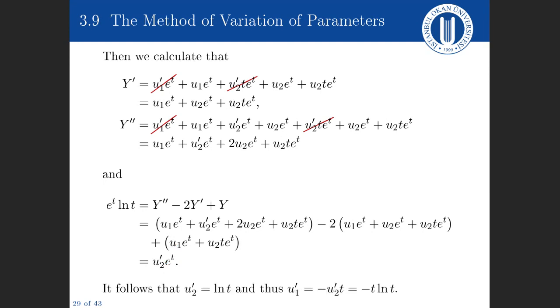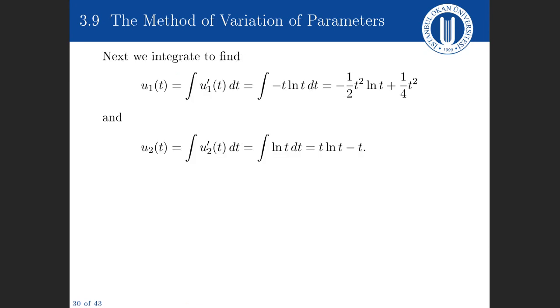So what do we have? We have u2 prime is ln t, and u1 prime, from our extra condition on the previous slide, must be minus u2 prime t, or minus t ln t. We're going to integrate these to find u1 and u2. I'll leave this for you to check.